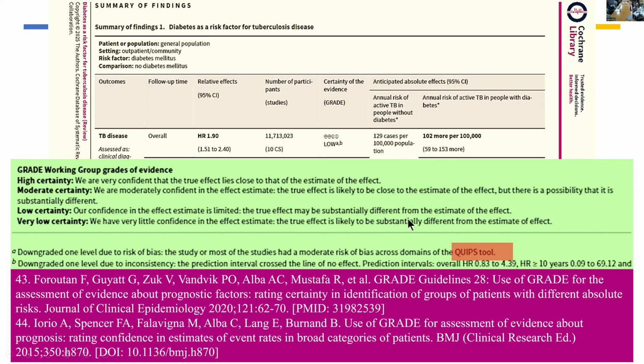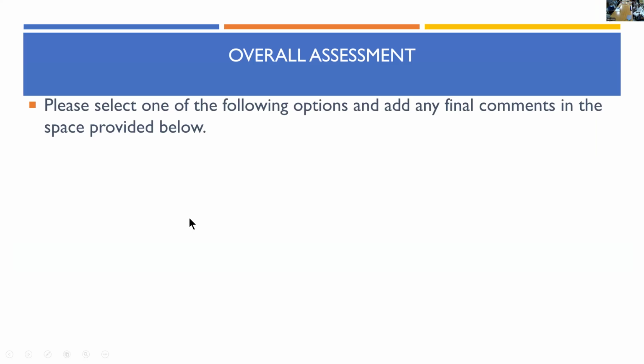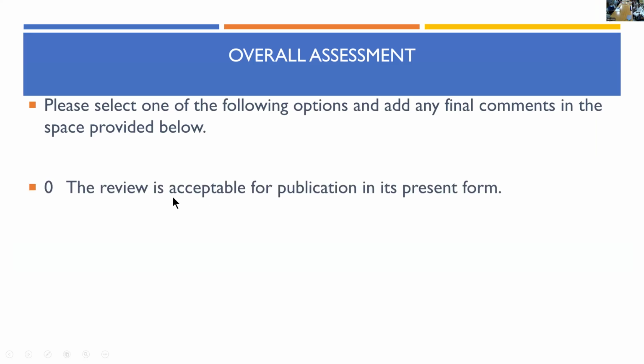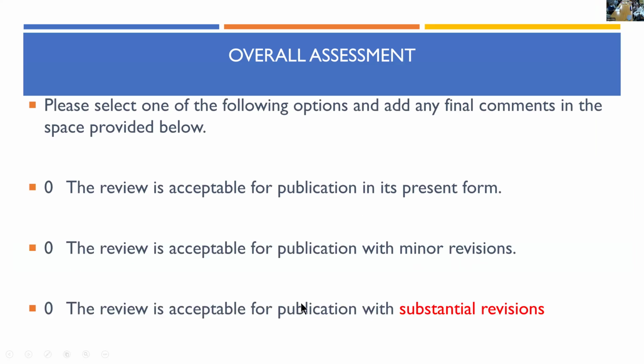It says here A. You can see here A. Downgraded due to risk of bias. Most of the studies had moderate risk of bias across all the domains of QUIPS. So you give a reason why you are saying that the evidence is not good quality. Overall assessment: the review is acceptable in the current form, or acceptable with minor revisions.